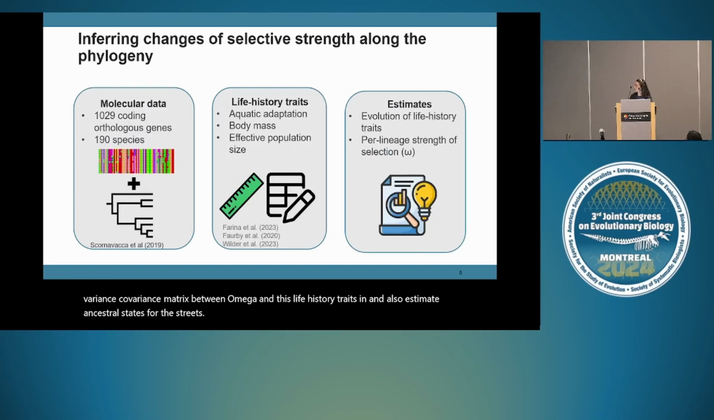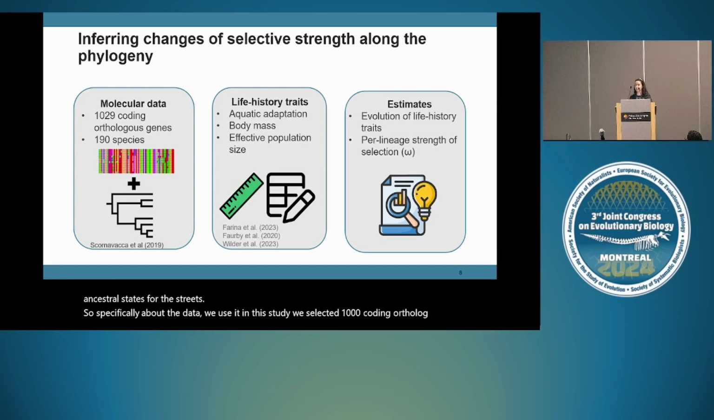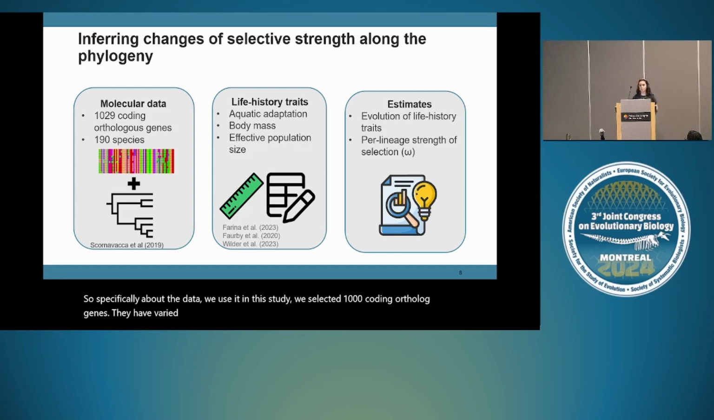So specifically about the data we used in this study, we selected 1,000 coding orthologous genes. They have varied functions. Plus, we also selected 29 olfactory receptors, and we used them as a control group because, as I said before, they are well studied, and we have an expectation for them. We expected them to be under weaker purifying selection in aquatic mammals.